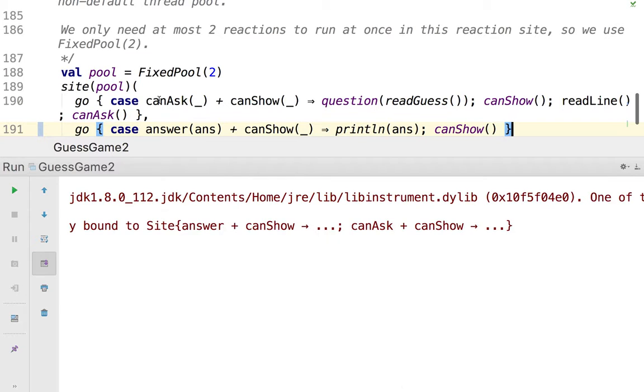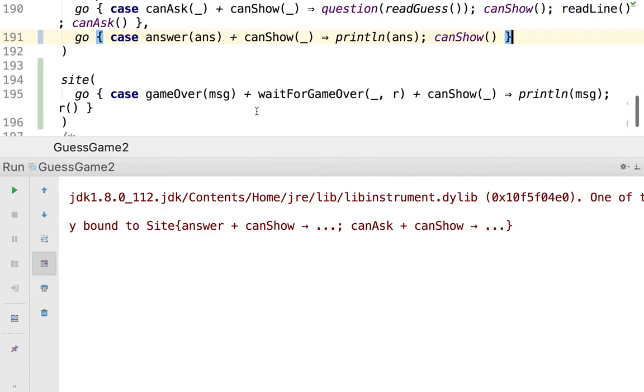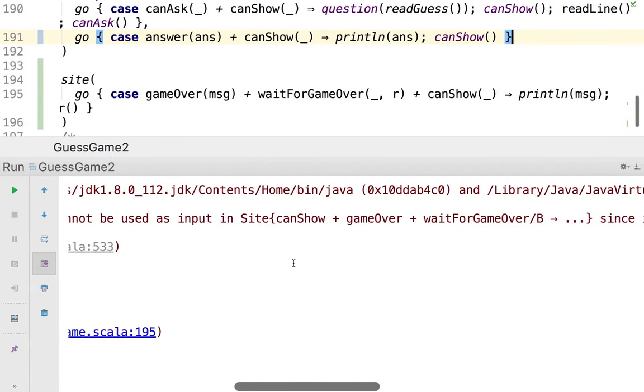So now I can see what reaction site it means. So this reaction site, that's where CanShow is bound. And this other reaction site I was trying to use it for, CanShow game over and wait for game over. And that's where I tried to use it, but now I can't because CanShow is already bound to that reaction site. So this is the terminology I use. A molecule is bound to a reaction site, which means that it's bound to go there when emitted and stay there until consumed by a reaction.